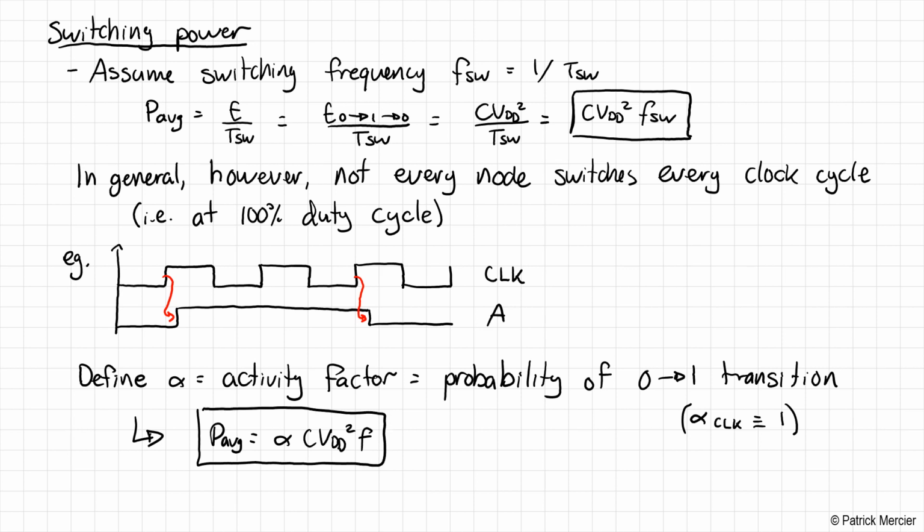So that would be for one node in the circuit. If we wanted to do this for more nodes, then we need to sum up the capacitance across all of these nodes and then multiply by, for example, the average activity factor amongst all of those nodes. If we wanted to be more precise, then we would compute the activity factor of each node individually and then multiply by the individual capacitance on all of those nodes and then sum up all of these results together. So this is our definition for switching power.